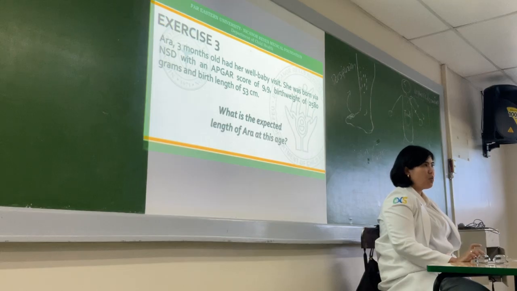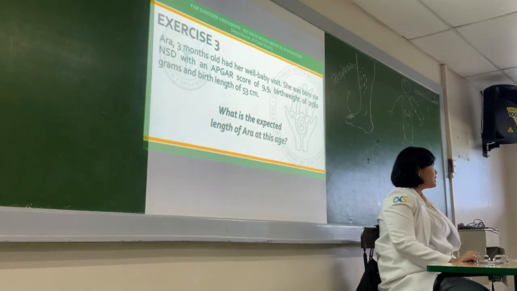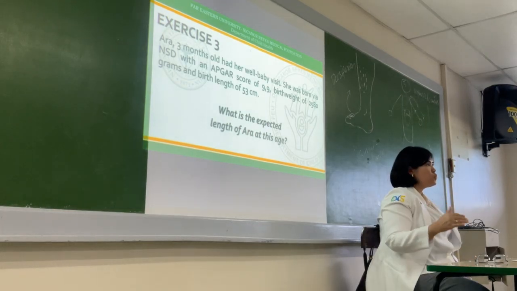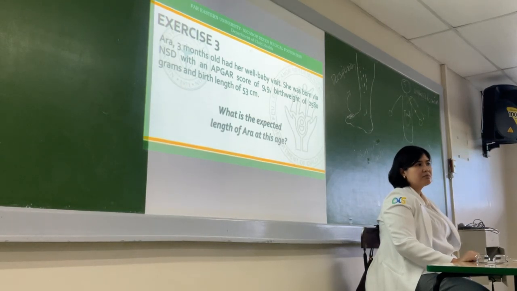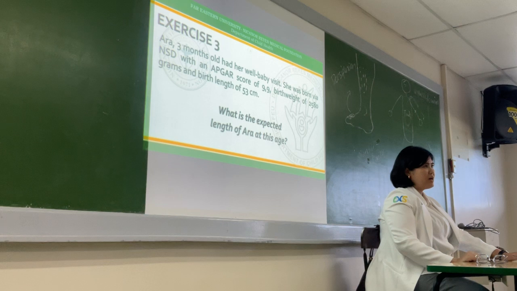Ara is 3 months old. Her birth length was 53. What is my expected length at the time of this visit? Everyone done computing? What did you get? 60. Did you all get 62? Anyone else got a different number? 59? Ano? 59, 62, 60, 61, 67?